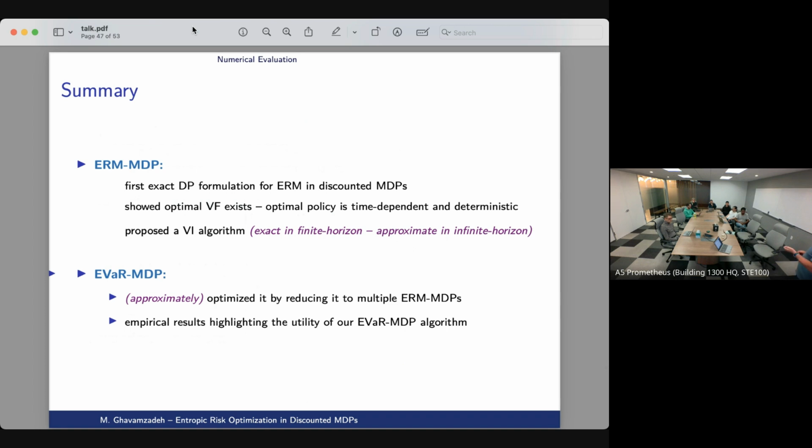And EVAR is important because it is a good surrogate for CVAR, and we are trying to see whether we can have algorithms for EVAR that are simpler than CVAR. If it's not, then probably people are going to look at CVAR because it's more relevant. Any question, please ask.